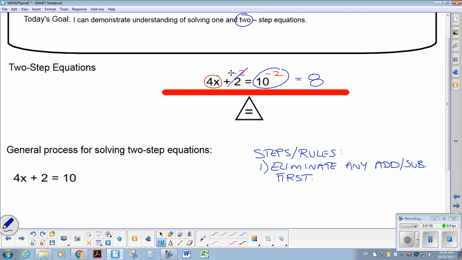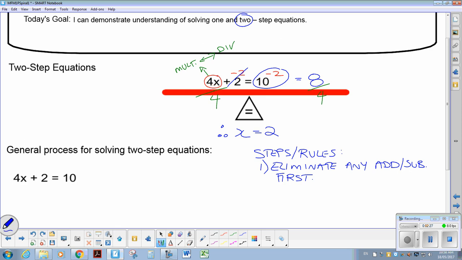We still have to get x by itself, but now we're down to a one-step equation. What's happening to this 4x? We have multiplication. Talked about this yesterday. The inverse of multiplication is division. So we need to divide both sides by 4. So therefore, we end up with x equals 2. All right? So it's that process of keeping the teeter-totter balanced, and using inverse operations.